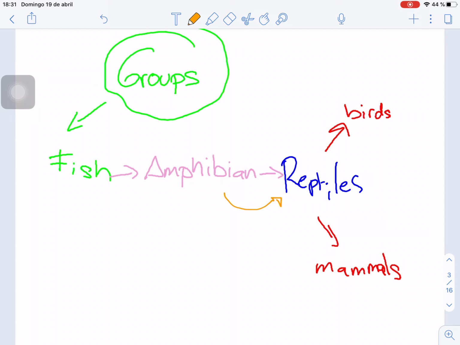Now with the reptiles there were two different lines. One line gives the birds, and another different line gives the mammals, okay? But both birds and mammals have a predecessor that is a reptile. So the mammals and birds are more modern than fish. Remember, this is evolutionary, in time, okay? These are the older and these are the modern.